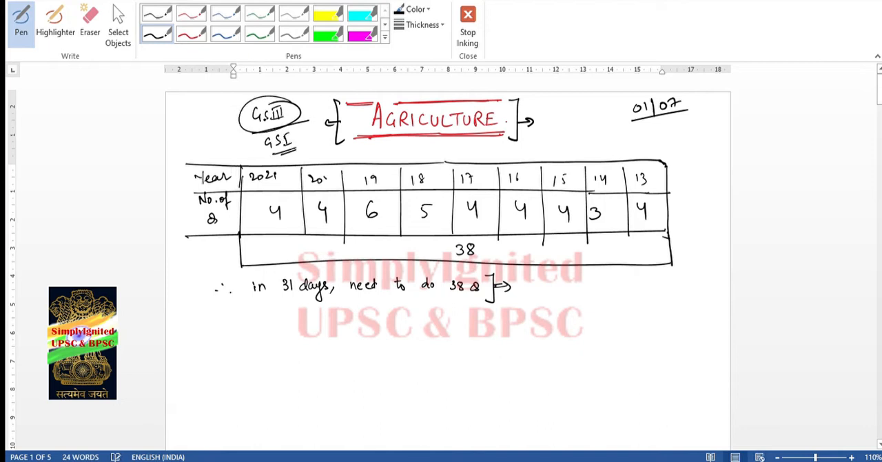Okay. In GS3 you have this. This is the structure, right? What number of questions are asked every year. So from 2013 to 2021, okay, 1 2 3 4 5 6 7 8 9. In last 9 years we had 38 questions, and on average you can see we have 4 to 5 questions, right?